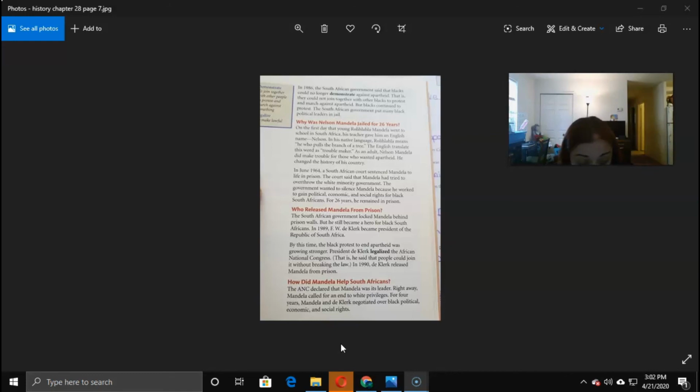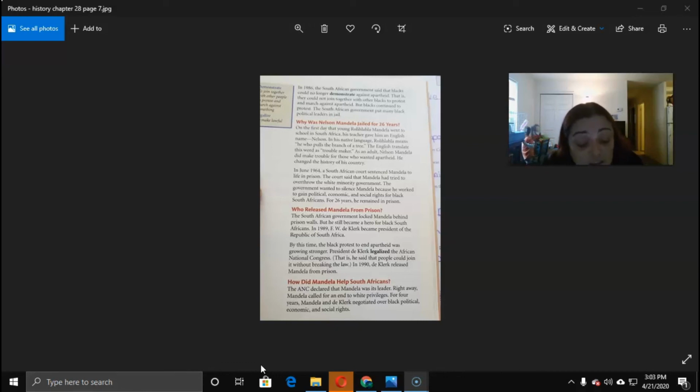How did Mandela help South Africans? The African National Congress declared that Mandela was its leader. Right away, Mandela called for an end to white privileges. For 4 years, Mandela and de Klerk negotiated over black political, economic, and social rights. Finally, the two leaders agreed to a plan. It provided for South Africans' first multiracial election. Multiracial means all people and all races. A multiracial election means everyone can vote.